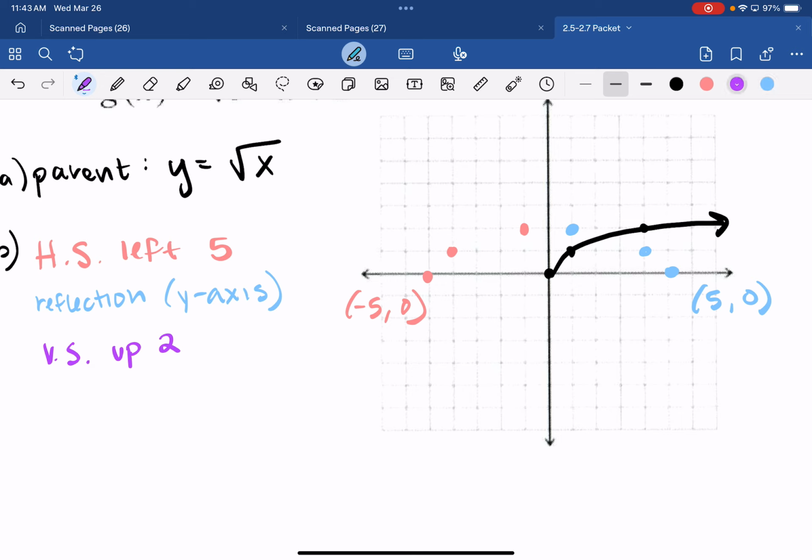Now we're going to vertically shift up. So this is where staying organized is important, because we're going to use these 3 dots now to go up, not the pink. We're done with the pink points. So I'm going up 2, up 2, up 2. And then we connect our dots. And remember, with my parent function, it's getting bigger and bigger. That's not my parent function. That's my new function. Okay?